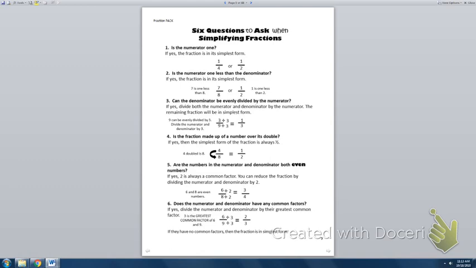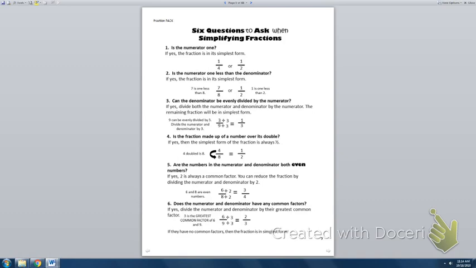So if you're doing a problem and you get to the end and you want to know if you're in lowest terms, you run through these first 5 questions: Does it have 1 on top? Is it 1 less? Can I divide the top into the bottom? Is the top number half of the bottom number? Or do I have 2 even numbers? If you've run through those first 5 questions in your head, then there's only one more thing you have to ask yourself, and that is, do I have common factors?